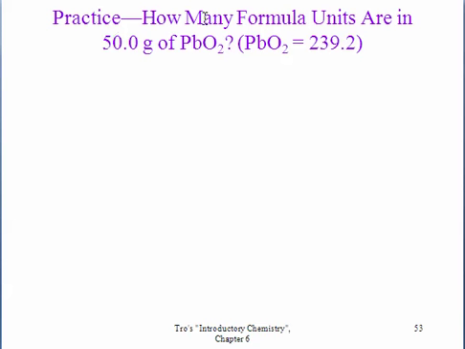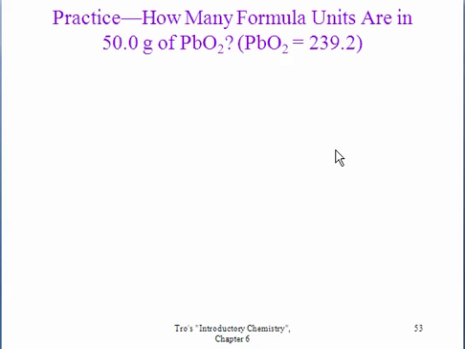Now let's look at this problem. How many formula units are in 50 grams of lead-4 oxide? And remember, we've already figured out the molar mass of lead-4 oxide. It's 239.2 grams. And also remember that the term formula unit is used for the smallest whole number ratio of cation to anion, because ionic compounds aren't made of molecules, so we can't talk about the smallest unit in terms of molecules. So we use the term formula unit.